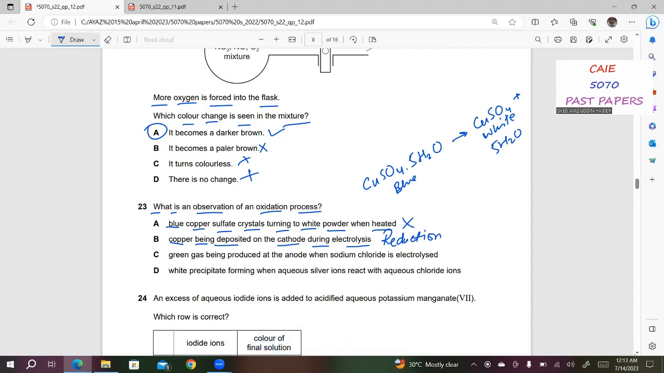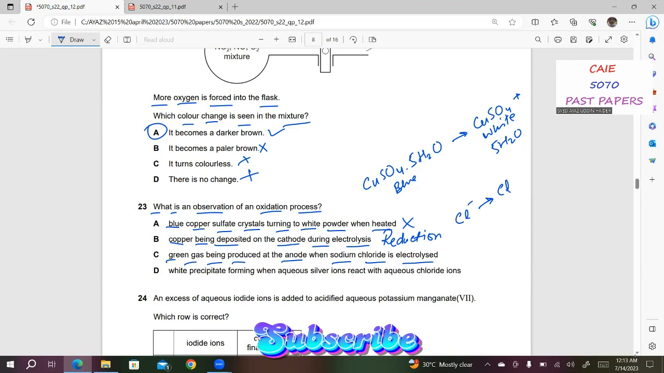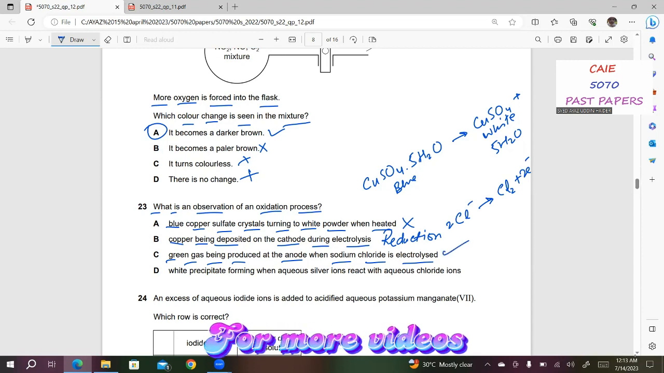C, green gas being produced at the anode when sodium chloride is electrolyzed. This looks correct to me because that green gas is chlorine. Chloride ion, after losing an electron, will produce chlorine gas, which is green in color, and it is produced at the anode. And this is an example of an oxidation process. So this looks correct to me.